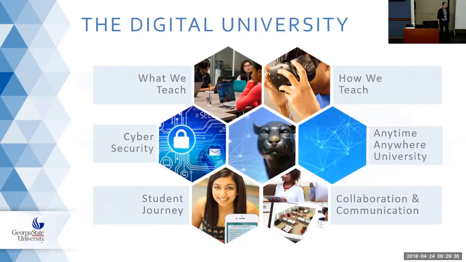There are six elements of that digital university. There's a lot of focus on how we teach, and a lot of people talk about that, but equally important is what we teach. I'll talk more about that, but it's really embedding those digital skills in every student, regardless of whether they're an engineering, technology, or STEM major. We have to be an any time, anywhere university. We have to enable our students, our staff, and our faculty to interact with us anytime, any place. Collaboration and communication is a critical component of that. Delivering a terrific student journey, leveraging technology to deliver that student journey at scale, very customized.